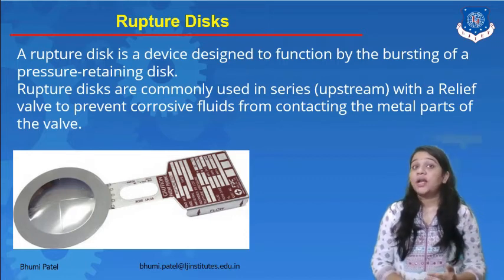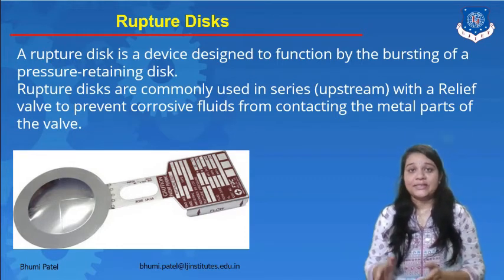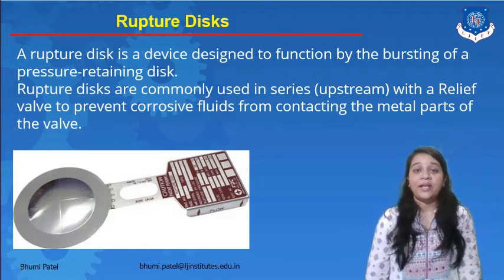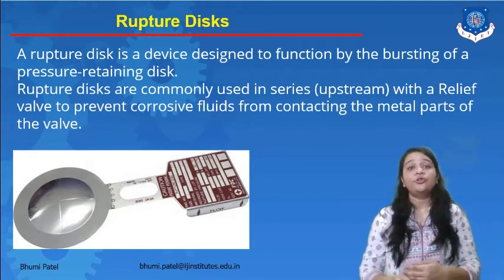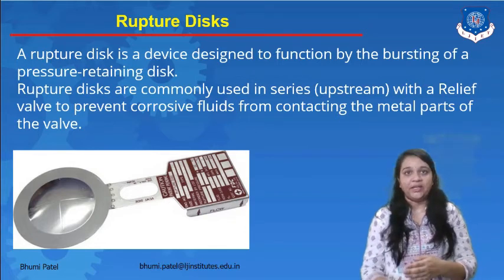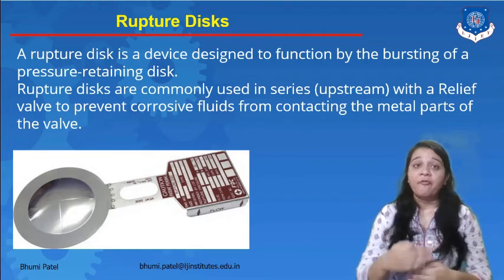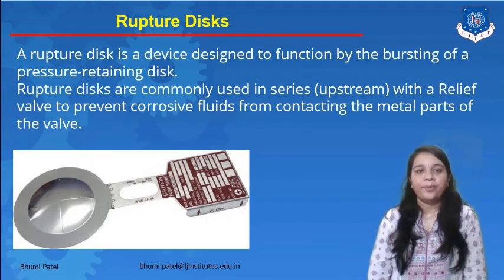Now what are the disadvantages of the primary relief? It has the disadvantage that it must be replaced after each rupture occurrence. So whenever we use a rupture disc in the control valve, whenever the valve function is finished, every time we replace the rupture disc for the new operation.